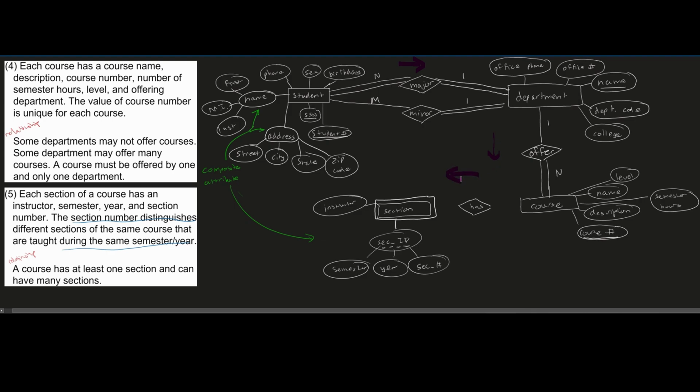Now for our relationship, a course has at least one section. Oh, and make sure it's the double diamond because we have a weak entity here. And so if a course has at least one section, that means we are going to have a one-to-one relationship here, because a course has at least one section. And this can have many sections. So this is going to be n for many sections. There can be many sections that our single course has. And that's going to be it for our ER diagram.